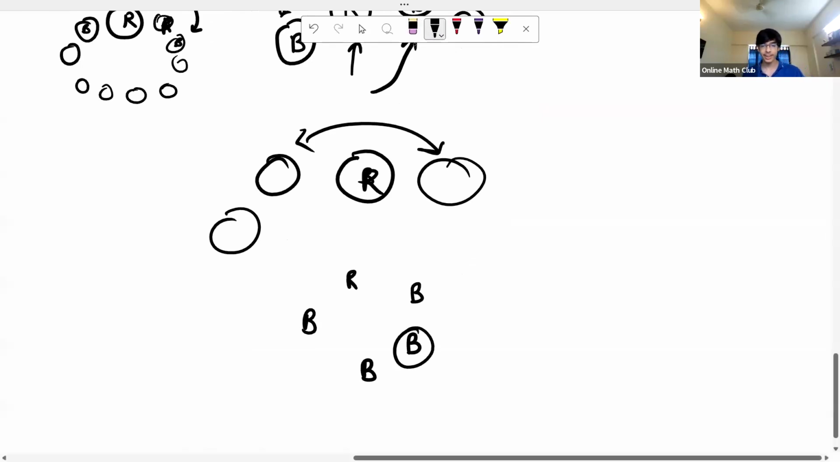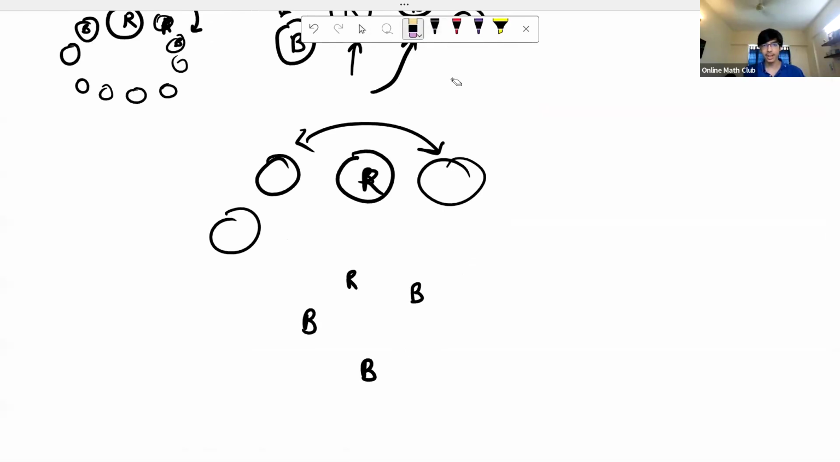Now, this blue currently has both of its neighbors as red. So again, I can switch this blue to red. Now, this blue has both neighbors as red currently. So I can switch this one to red as well.